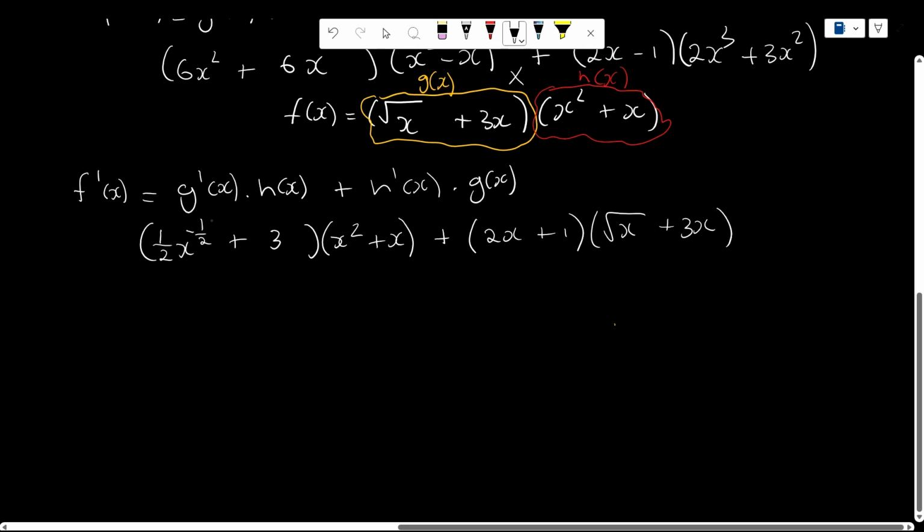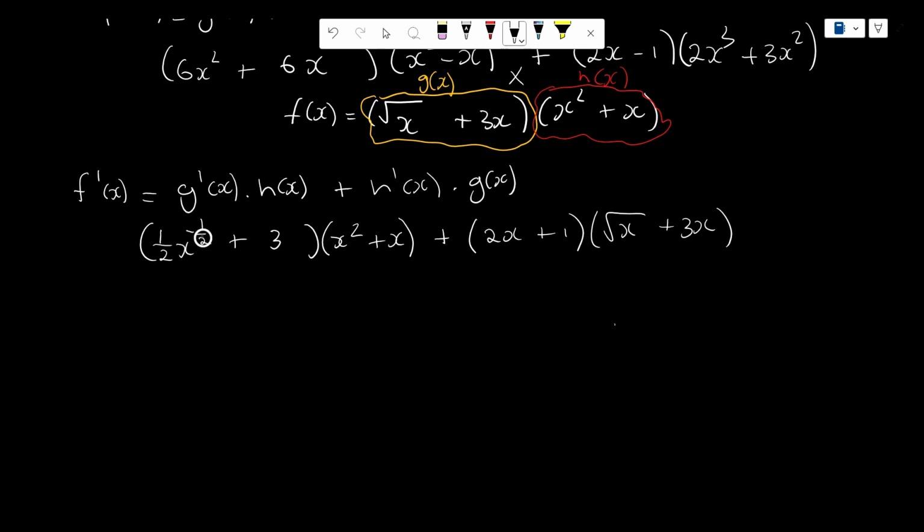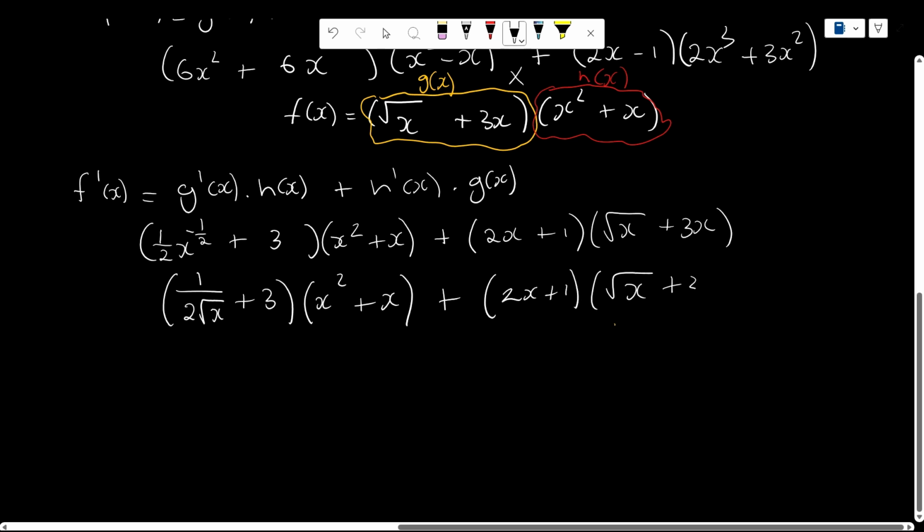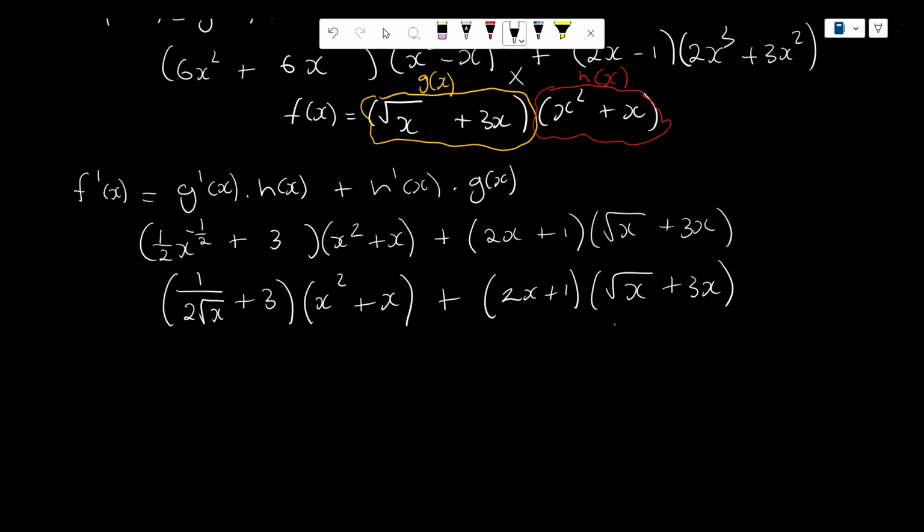So now remember, we said we do not want to deal with negative powers, so I'm going to bring this down, and hence I'll have a half square root of x plus 3 times x squared plus x, plus 2x plus 1 times the square root of x plus 3x, right? So this is how we could apply the product rule. Whenever you're given two functions that multiply each other, then you could use the product rule.